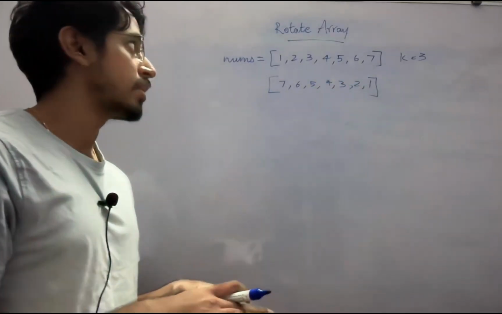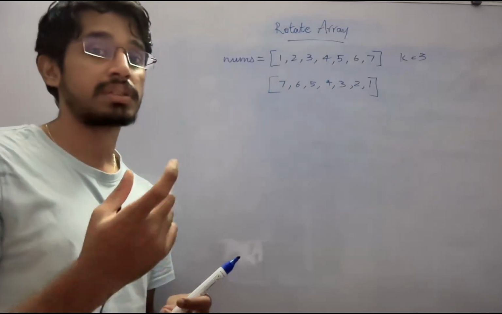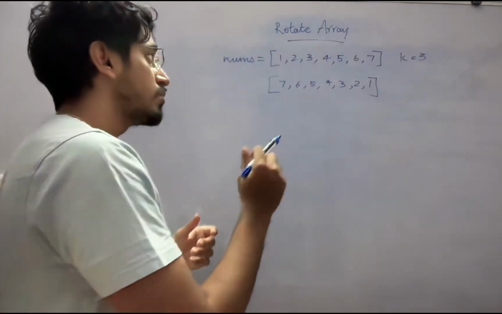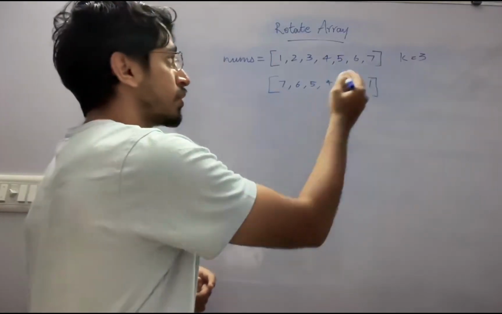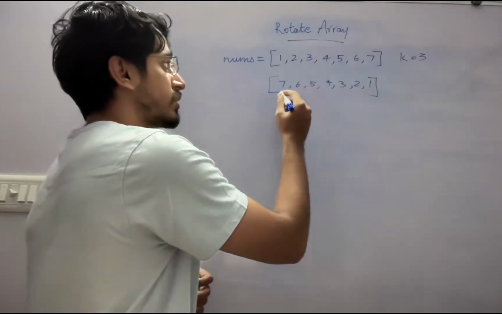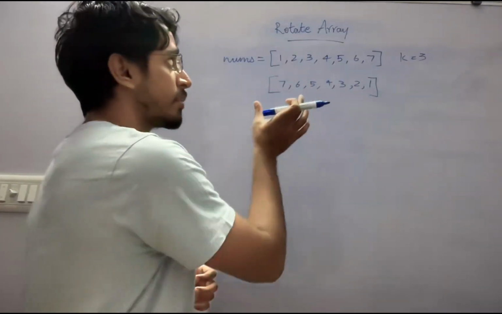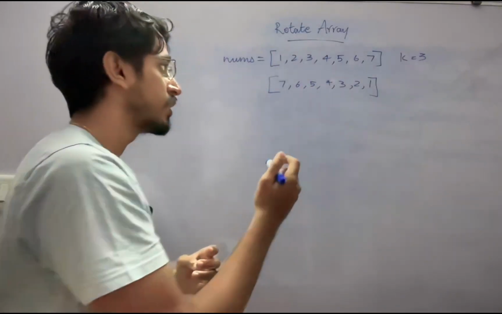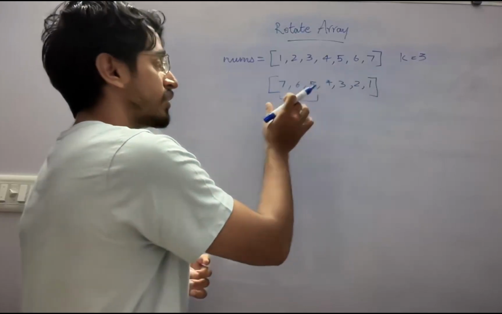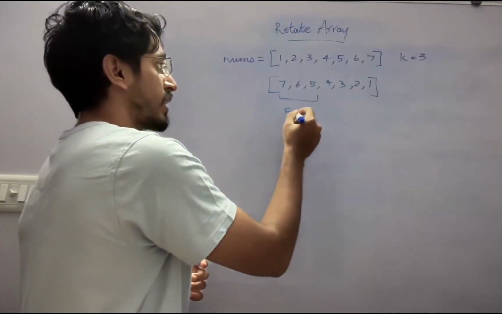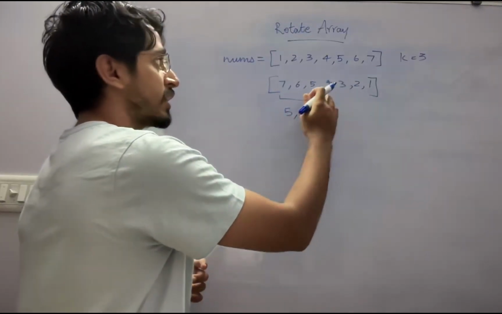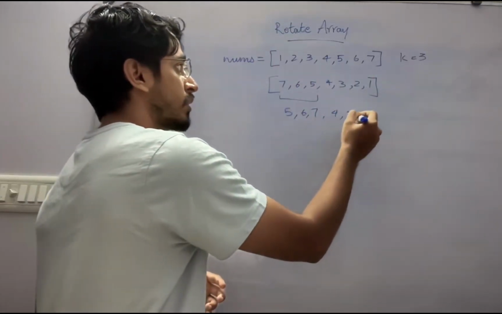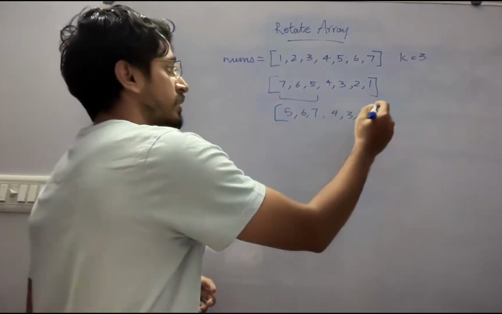Now we just need to reverse the array up to the kth element. Since k is 3, we start from the first index and go up to k elements, that is 0, 1 and 2. So k is the size of the array portion that we need to reverse. We reverse only the first 3 elements, so that is 5, 6, 7, and leave the remaining elements the same. This is the second step.